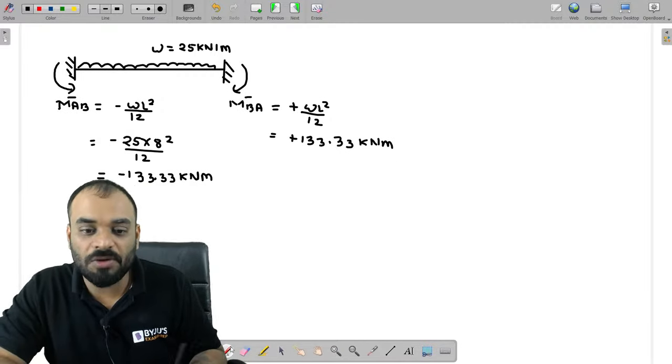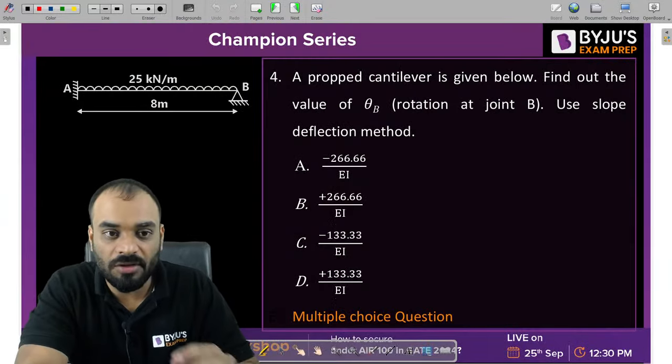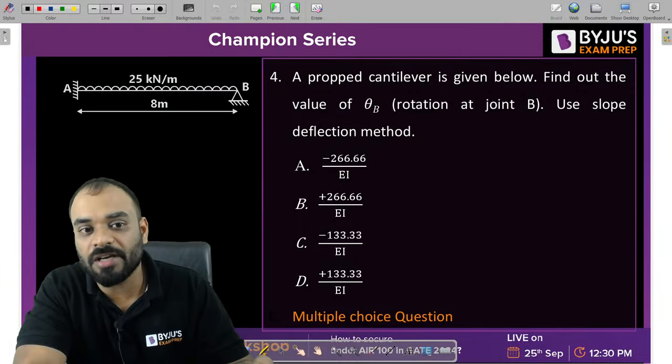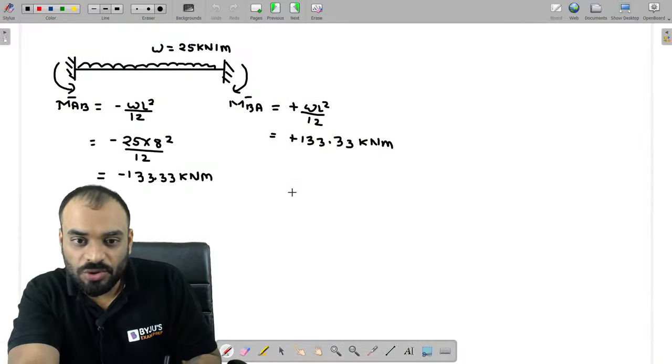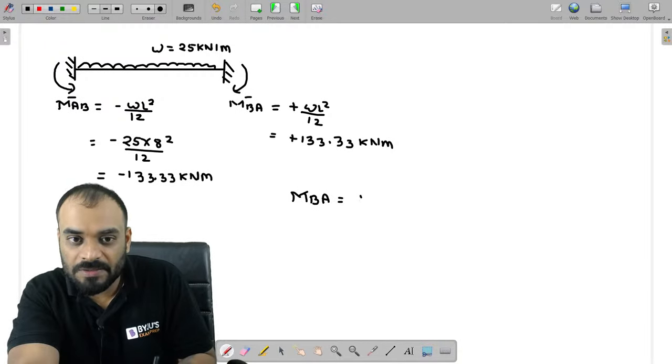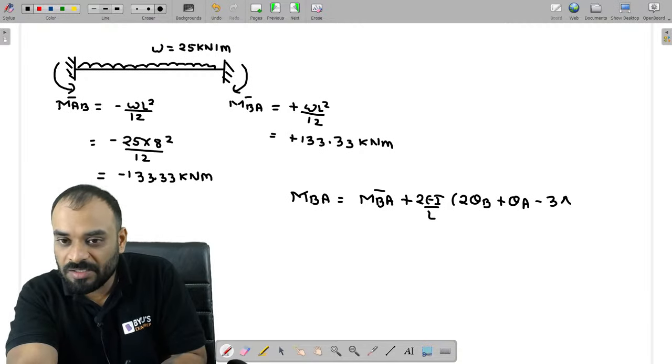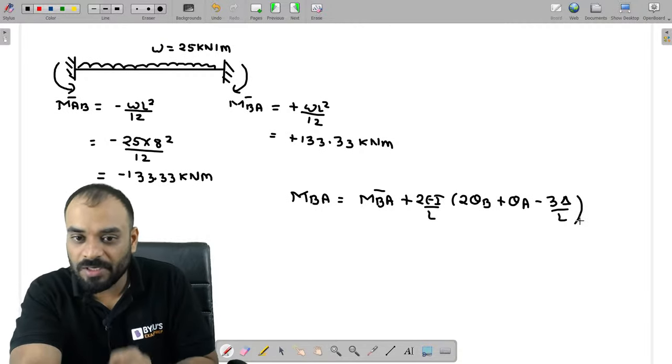Now what is the slope deflection equation for member AB, but at joint B? We need to write at joint B first. Do you know, guys, how to write it? It is MBA is equal to MBA bar plus 2EI by L into 2 theta B plus theta A minus 3 delta by L. Correct?